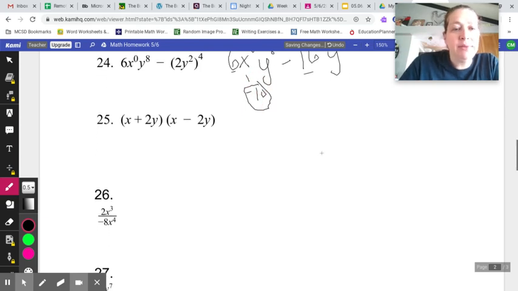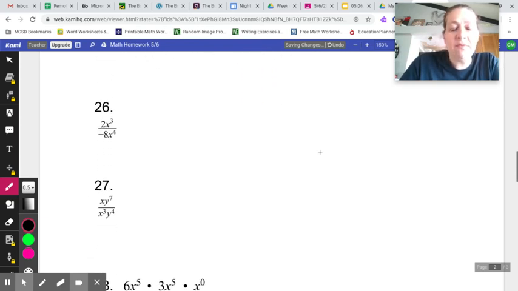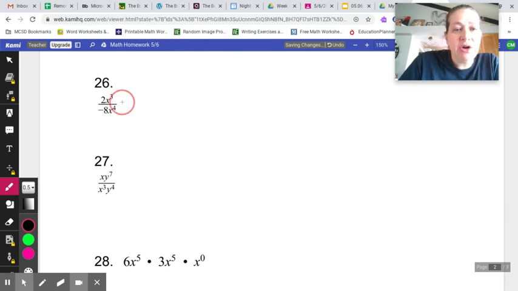Okay. Number 26, our favorite fractions. So we're going to reduce them first. 2 goes into negative 8, negative 4 times. Okay. Now we're going to look at the exponents, and that's going to tell us where the x is going to go. So I have x to the third, x to the fourth. X to the fourth is bigger, so my x is going to go on the bottom.